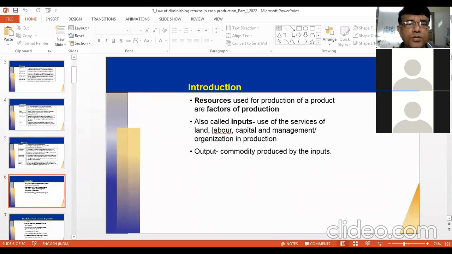Let us see some resources. Resources used for production of a product are called factors of production, also called inputs: use of the services of land, labor, capital, and management or organization in production. That is your input. Output is the commodity produced by the input.